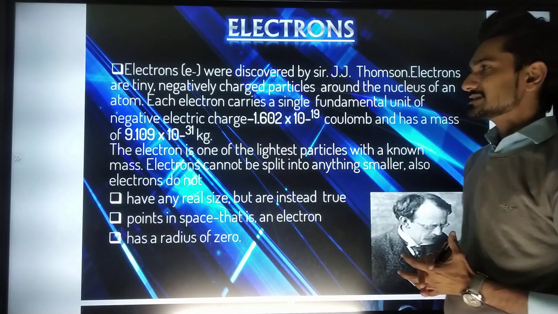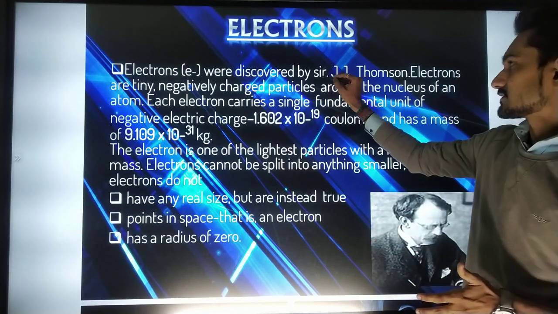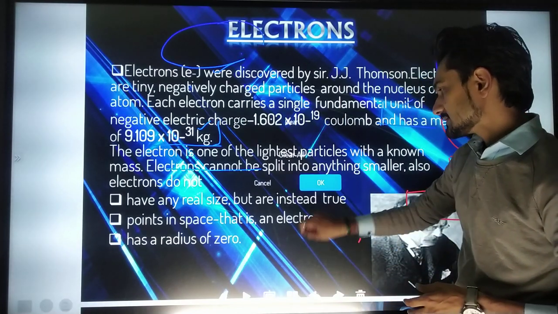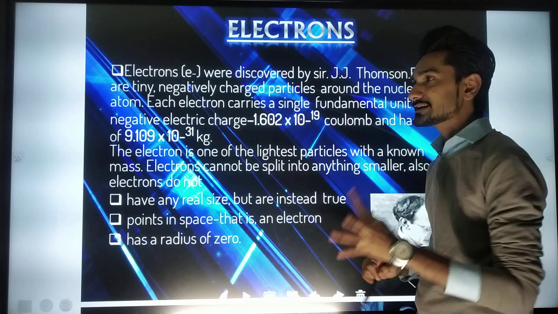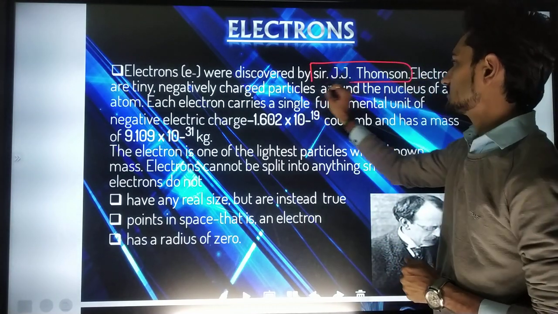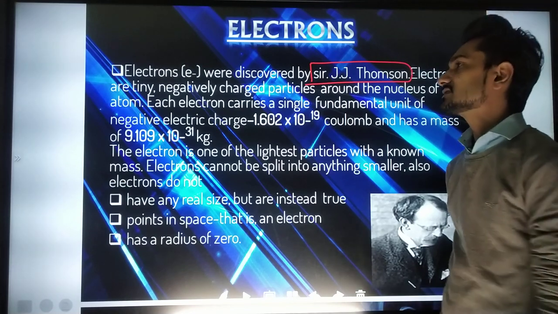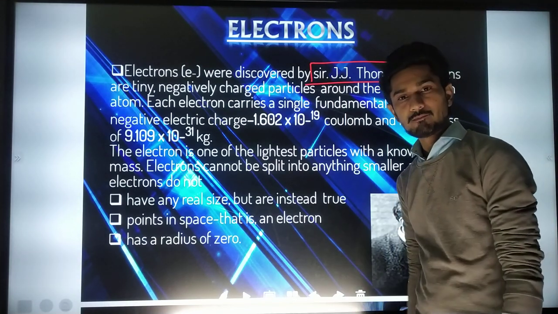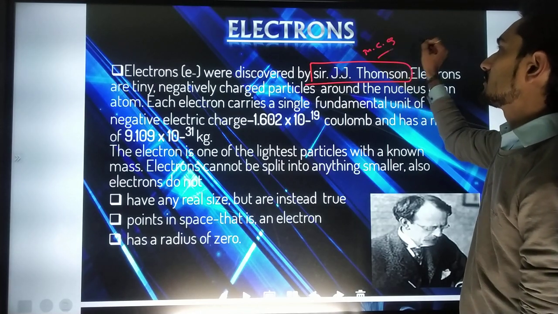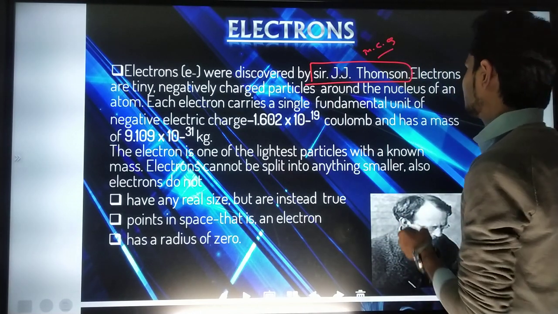Electrons were discovered by Sir J.J. Thomson. The first point we'll have to see is who is the scientist that has discovered the electrons. So it is Sir J.J. Thomson, who has discovered the electrons in the atom. It will come in the MCQ. So that's why it is important.